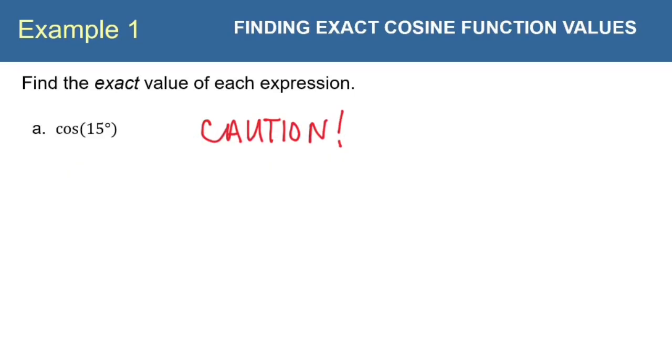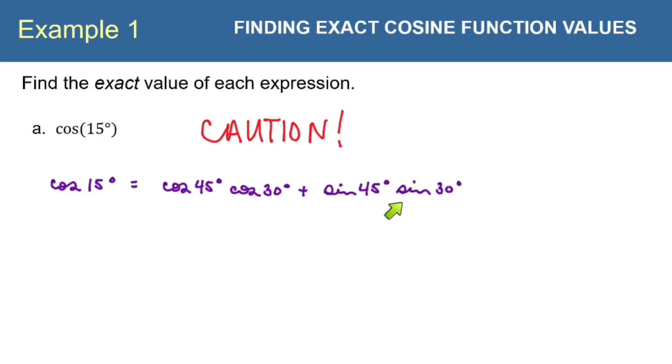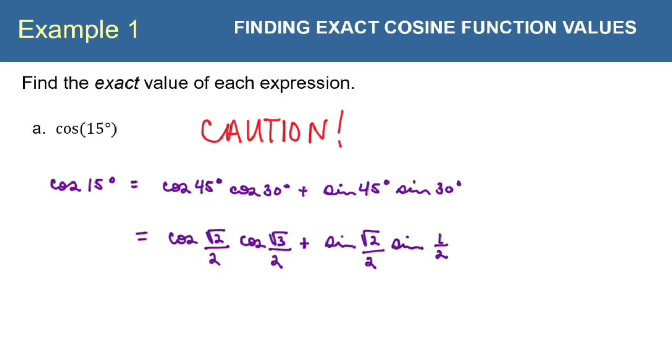Now, let me caution you about one thing that I very frequently see students do. I very often see students get the first step of the problem correct, but then when they go to substitute in their known values, instead of saying that the cosine of 45 degrees is square root of 2 over 2, they'll say the cosine of 45 degrees is the cosine of square root of 2 over 2. And then they'll do that for each function value that they're substituting for. And at this point, they're stuck.